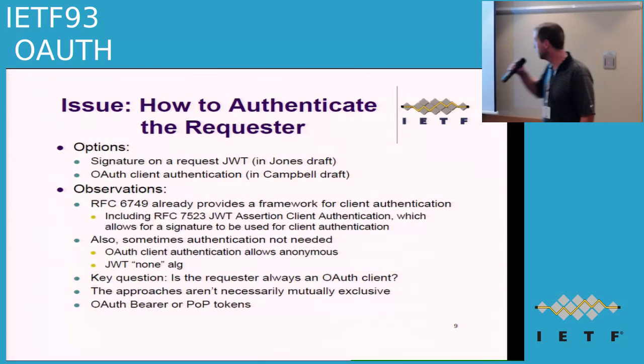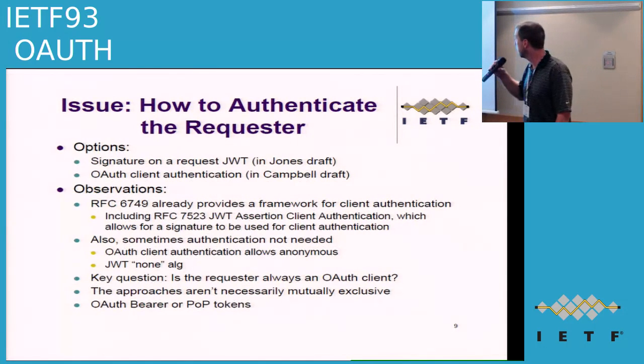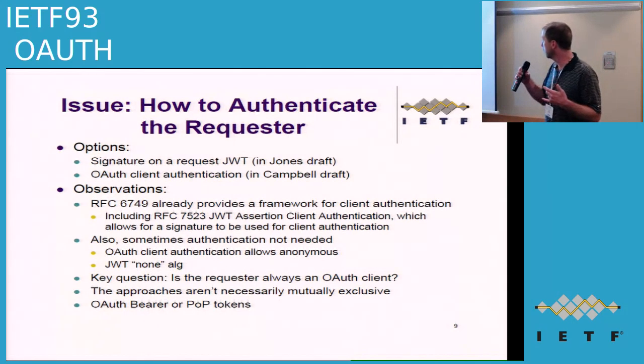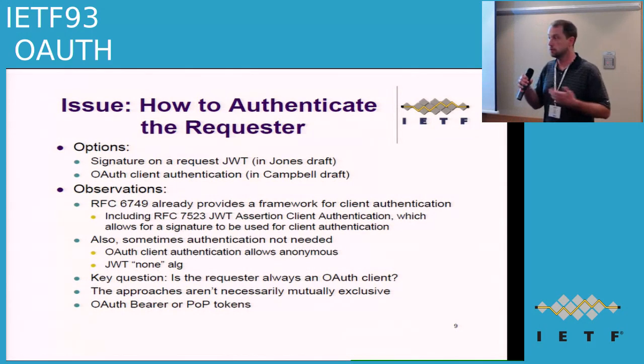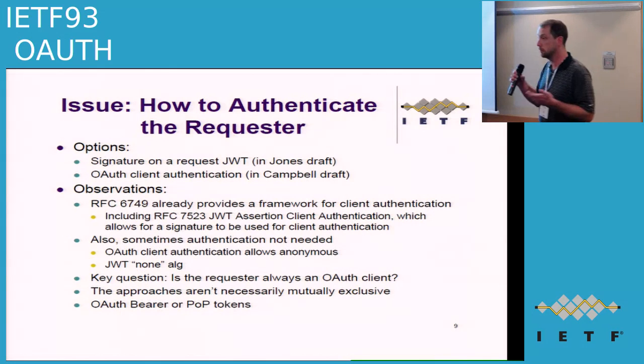Another issue is the means of how to authenticate the requester. There are two options here. One is a signature on the request JWT that is itself a parameter. That's how the Jones draft does it. The other is to reuse OAuth client authentication and what's existing there. Some observations: 6749 already provides a framework for client authentication, so there's some niceness in that, including a way to do client authentication with a signature via the JWT assertion client authentication. So you can do signatures either way.